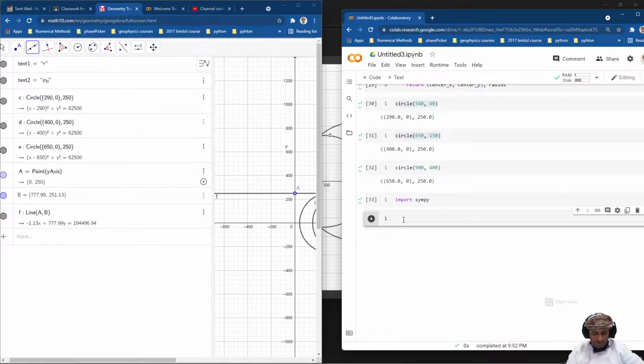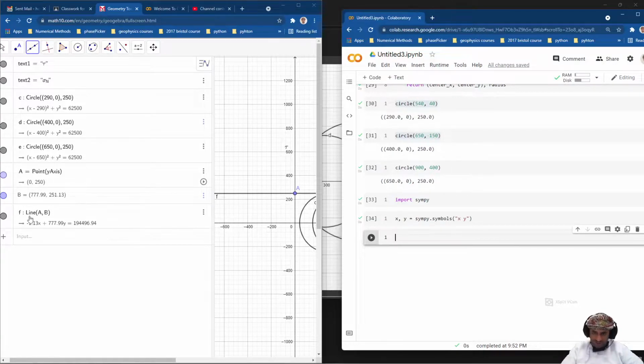Let me help you here, how to exactly get the slope and the intercept. I import a library called SymPy. That's SymPy. And I define two variables. One is x, the other one is y, equal to SymPy's symbols. These are symbols: x and y.